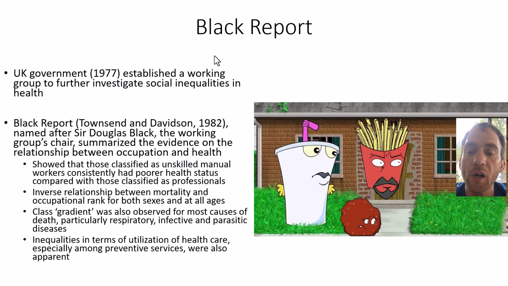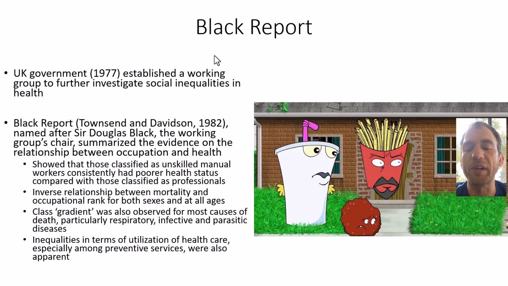Moving on to the Black Report, which was a government report in the UK in 1977, establishing a working group to further investigate social inequalities in health. The Black Report, named after Sir Douglas Black, the working group's chair, summarized the evidence on the relationship between occupation and health. The report showed that those classified as unskilled manual workers consistently had poor health status compared with those classified as professionals. The inverse relationship between mortality and occupational rank held for both sexes and at all ages. There was a class gradient, which was also observed for most causes of death, particularly respiratory and infective and parasitic diseases. Inequalities in terms of utilization of healthcare, especially among preventative services, were also apparent.